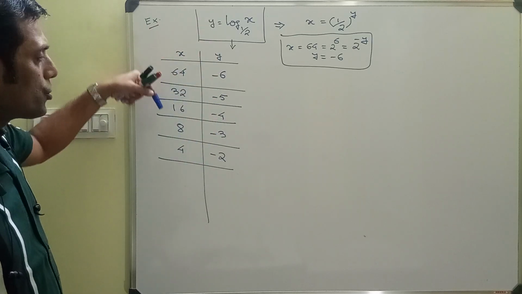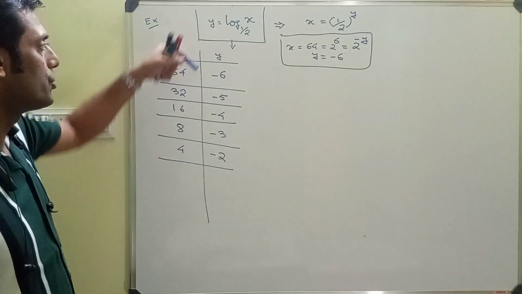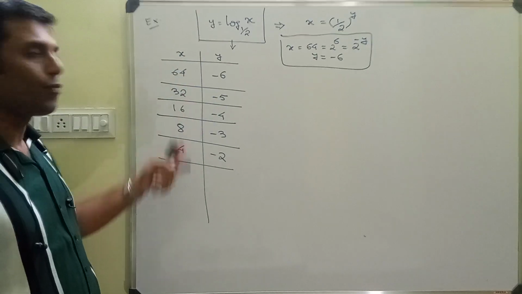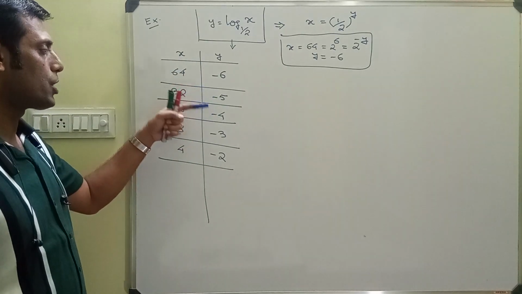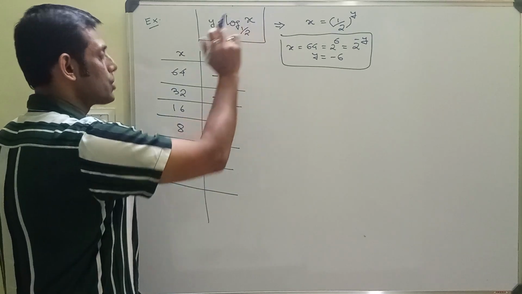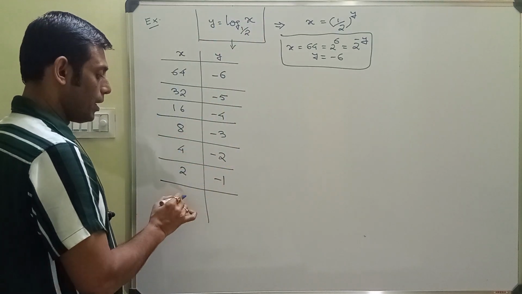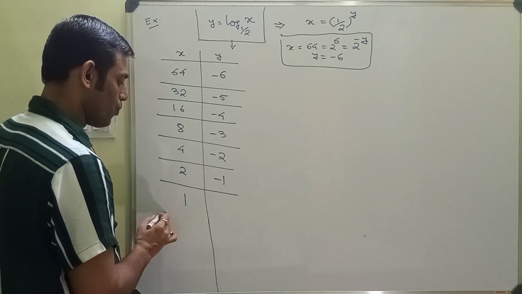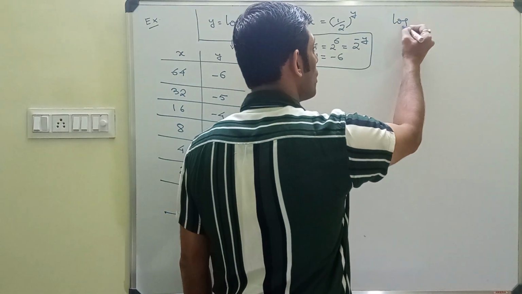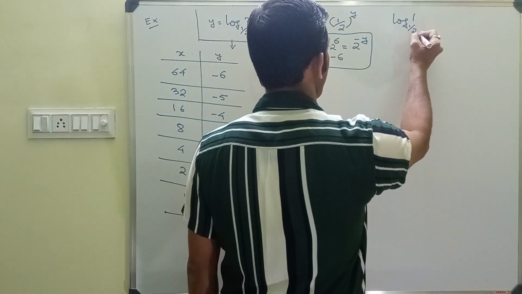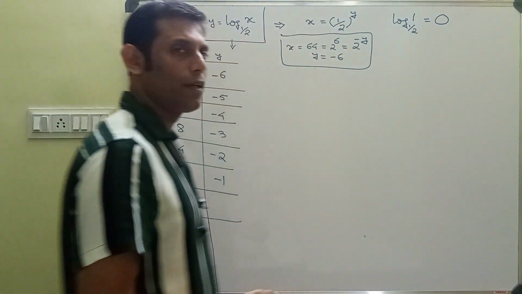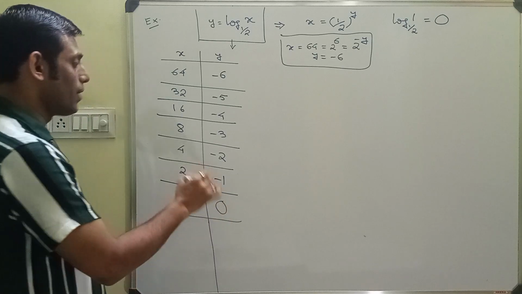The change in x values is geometric in nature. The change in y values is linear in nature. I mean they are going down or going up one step at a time. Plus 1, plus 1, plus 1 and so on. Let's take 2. Log 2 base half is going to be minus 1. Then let's try at 1. Log 1 to any base is going to be 0 because half power 0 is 1. So the y value is 0.